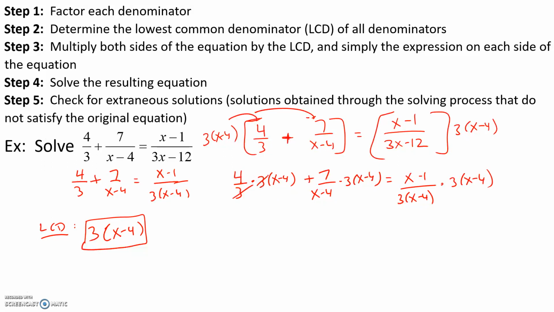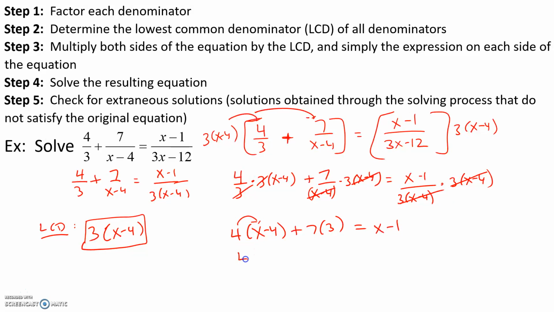Here, the 3's cross cancel. We're left with 4 times the quantity x minus 4. Here, the x minus 4 cross cancel. We're left with 7 times 3. On the right side, 3 times x minus 4, 3 times x minus 4 cross cancel. We are left with x minus 1. Now let's solve the resulting equation.